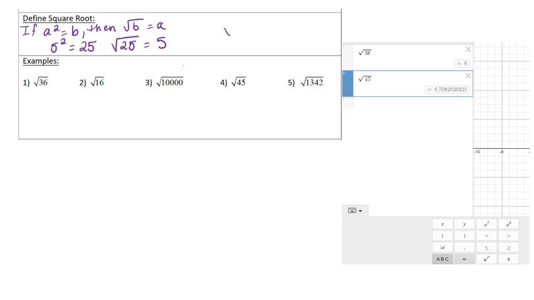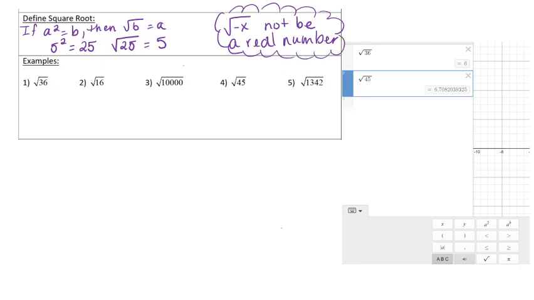Therefore, if I want to do the square root of a negative, it's not a real number. Okay? That cannot be a real number. Because the square root of negative 25, you can't square a number to get a negative. Because a negative times a negative is a positive, and a positive times a positive is a positive.